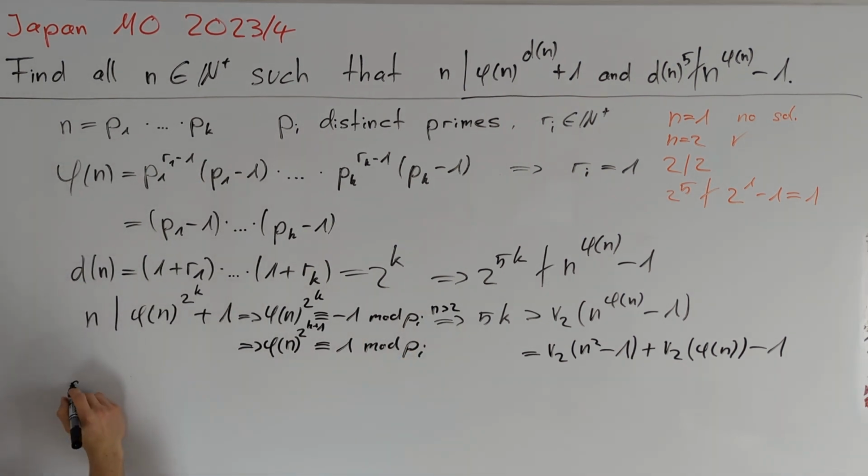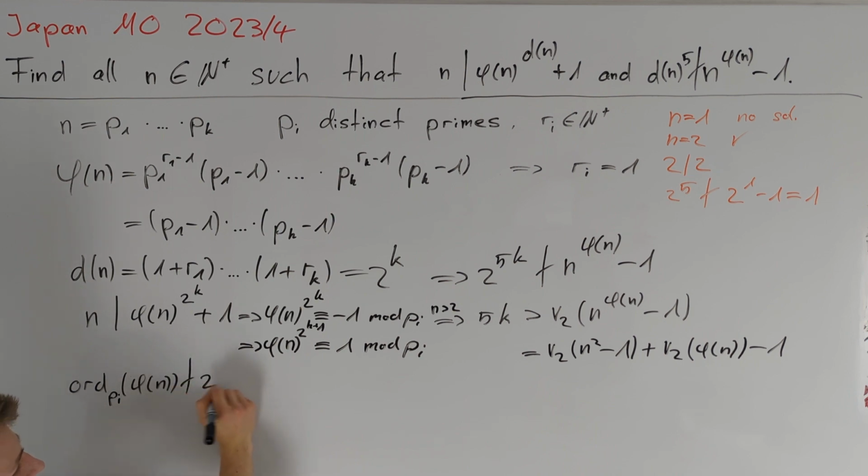Thus, the order of φ(n) modulo p_i does not divide 2^k, but the order of φ(n) modulo p_i must divide 2^(k+1), and therefore the only possible value for the order of φ(n) modulo p_i is that it is equal to 2^(k+1).